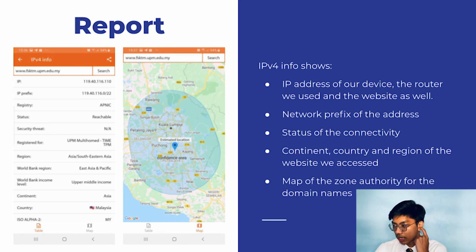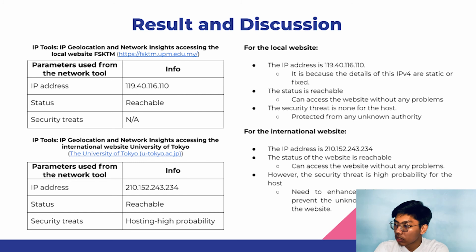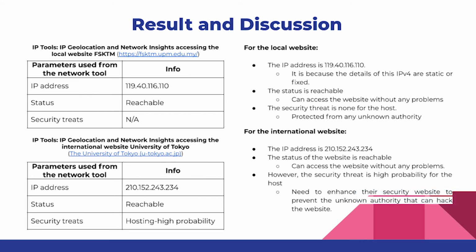Okay, so next we are going to see the result and the discussion from our report. Basically, we have accessed two different types of website, the local and also the international. For the local, we accessed the Faculty of Computer Science and Technology in UPM, and for the international website, we accessed the University of Tokyo.